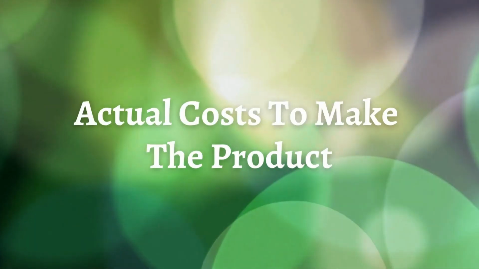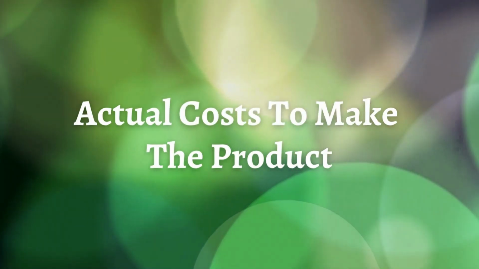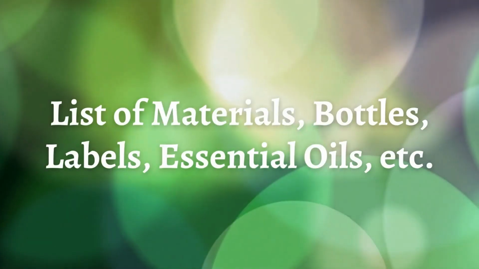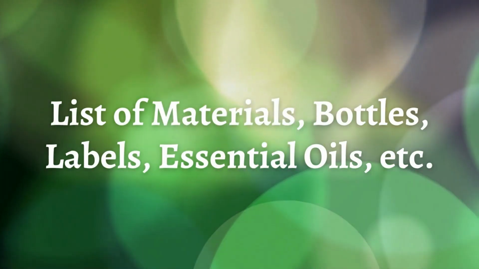Okay, so let's go ahead and take a look now. We want to look at the cost of producing the product. You're going to need to figure in the cost of your materials, the bottles, the labels, the essential oils, just about everything that you can think of, even your own time and research. Maybe some books that you've picked up at the bookstore or on Amazon.